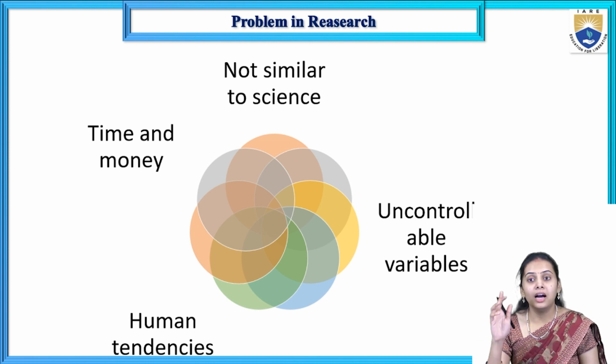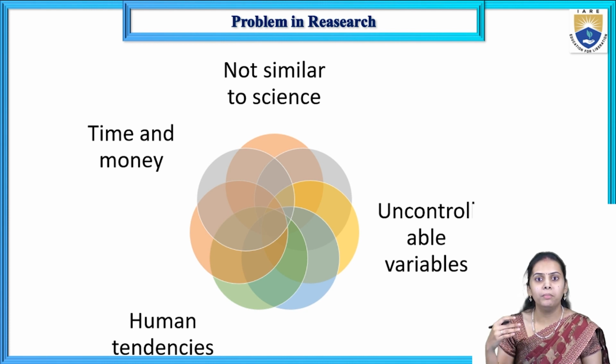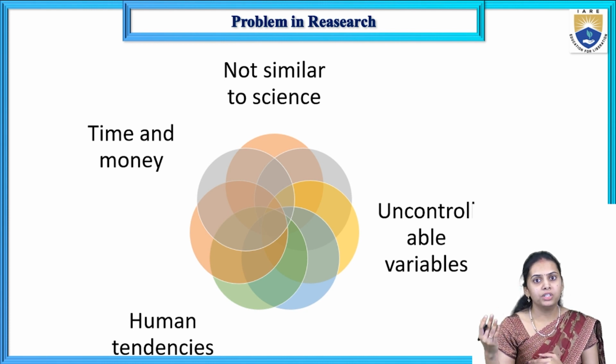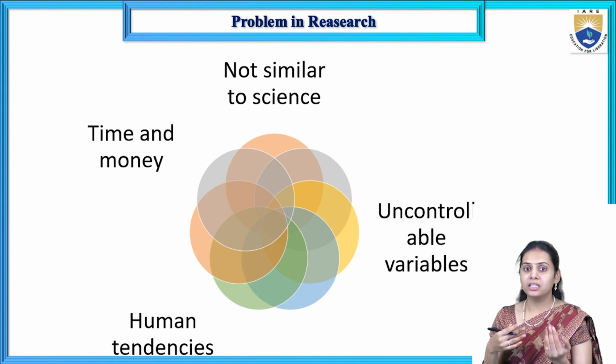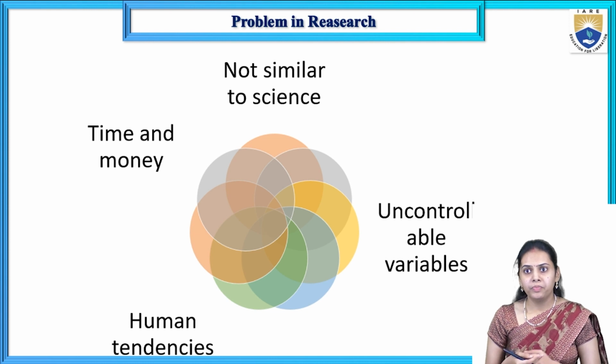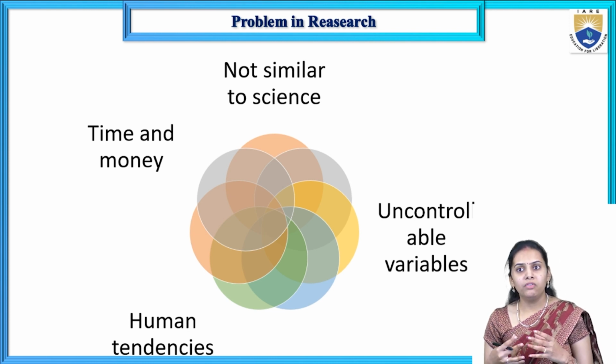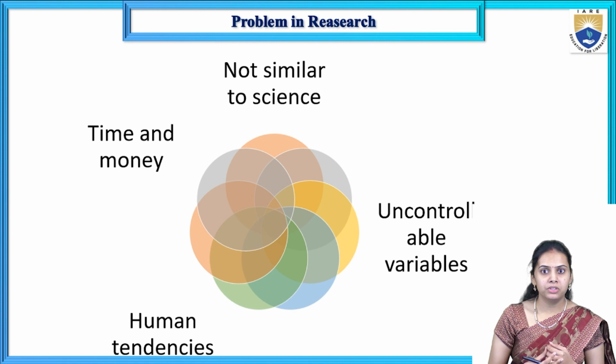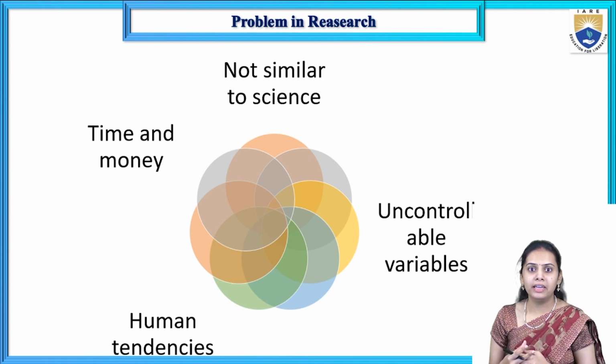The other thing is uncontrollable variables. If we go for a number of objectives or factors to get more accuracy in the results, expected or organized output, there may be a chance of missing values. That is, uncontrollable variables make it a little tough to handle the research.